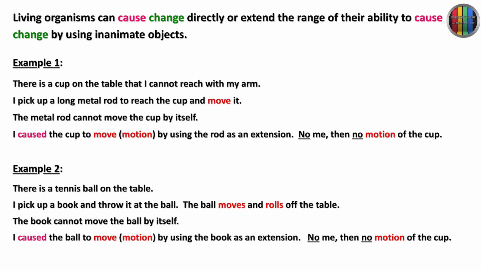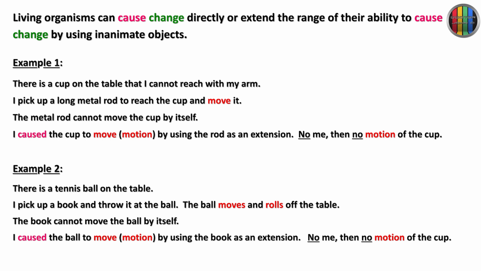Living organisms can cause change directly or extend the range of their ability to cause change by using inanimate objects. Example 1. There is a cup on the table that I cannot reach with my arm. I pick up a long metal rod to reach the cup and move it. The metal rod cannot move the cup by itself. I caused the cup to move, motion, by using the rod as an extension. No me, then no motion of the cup.